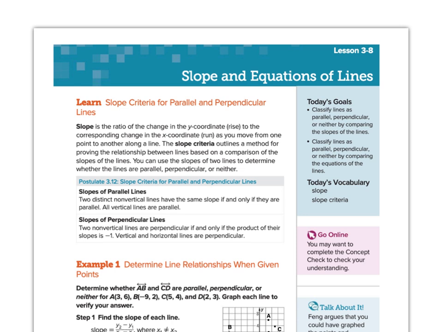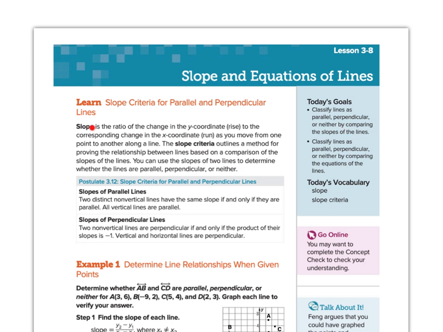We are going to classify lines as parallel, perpendicular, or neither. What do we know up until now? We know that parallel lines travel and never intersect. We know that perpendicular lines intersect at 90 degrees. And then neither, well, I guess that would be anything in between those two things. And then we're going to learn how to classify them based on their equations, so looking at the slope and then being able to plug them into our equations.